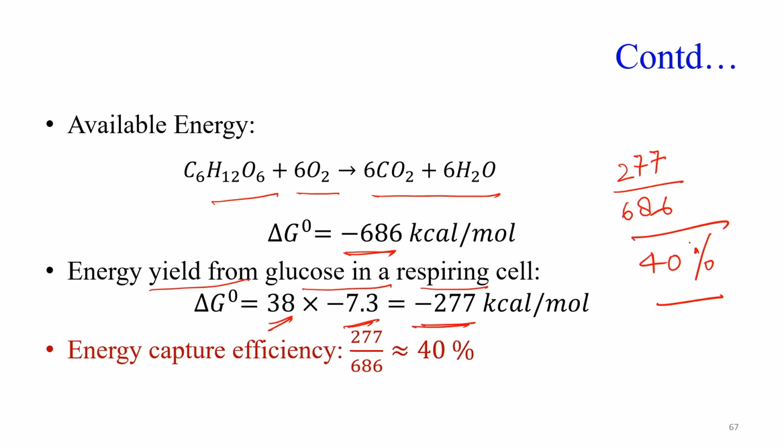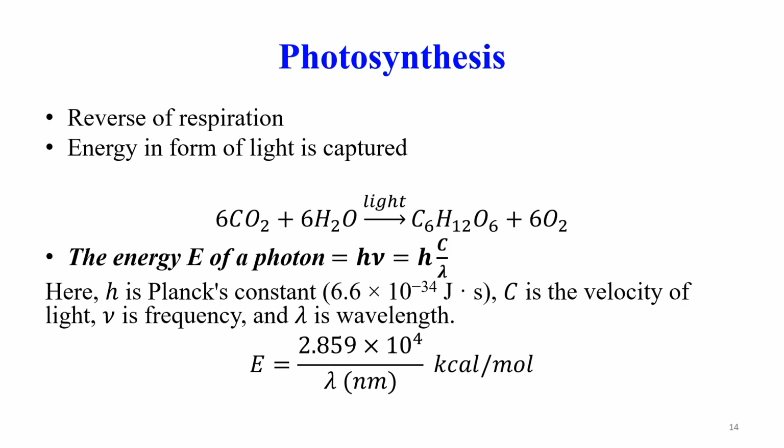40%, that is it. So, 40% is the energy capture efficiency when we are clubbing glycolysis and respiration. When it was only the EMP pathway, the efficiency was 31%. Next example, we will see photosynthesis. This is called the reverse of respiration.